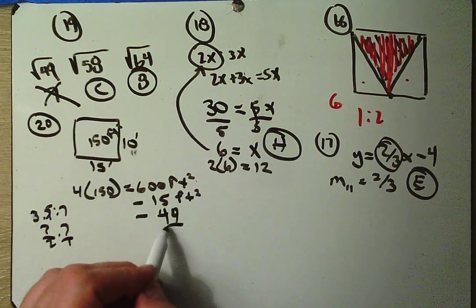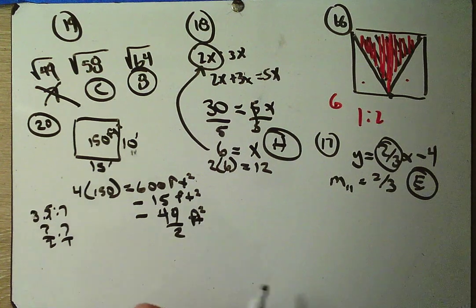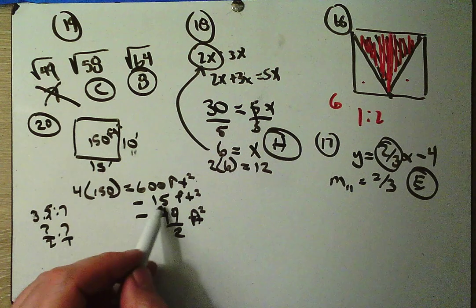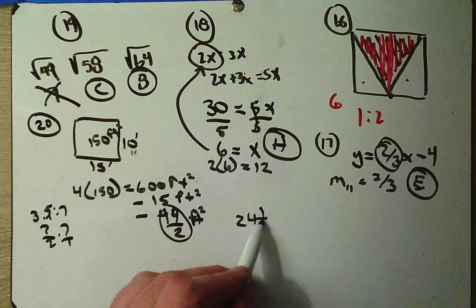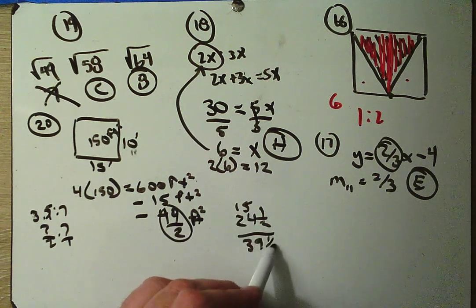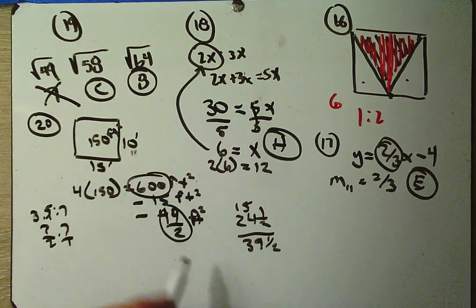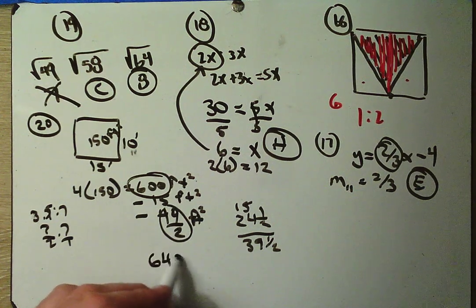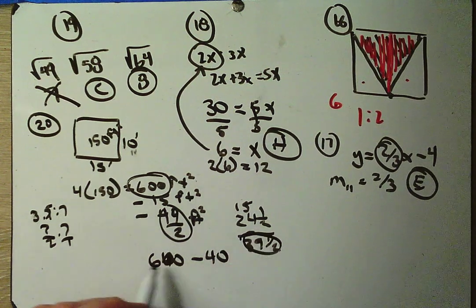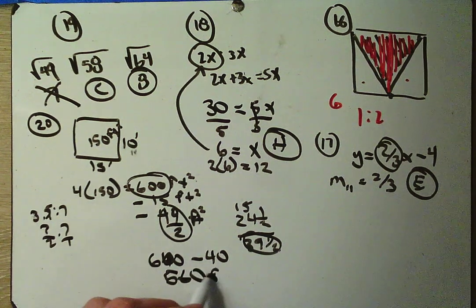49 halves feet squared. Okay, each gallon of paint covers between 300 and 350 square feet, and only whole gallons are available. So this number is 24.5, and this is 15, and so we're taking 39.5 square feet away from 600. So if we did 600 minus 40, because this is close to 40, and I'm just approximating right now, I get 560 square feet.